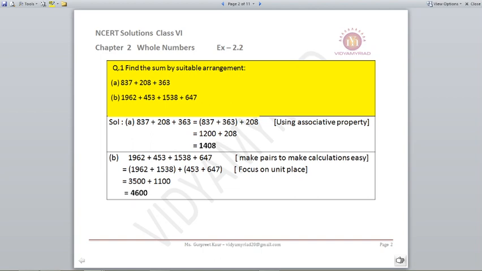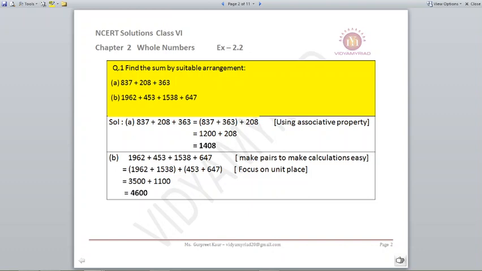Question number 1. Find the sum by suitable arrangement. You are given two options, 837 plus 208 plus 363. Now we need to make them in pairs in such a manner that our calculations become easier. For this, the hint is just look at the units place. Like if I say 837 plus 208, see 7 and 8, what is their sum? Is there something easier for you to do?